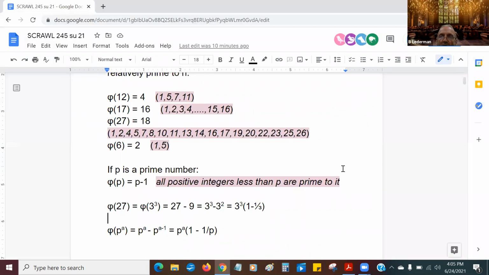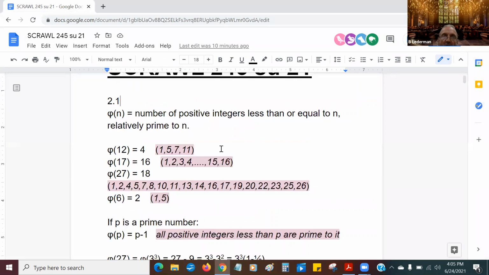Let's give you an example of what I'm talking about here. I'm used to this character here, which is a small phi. Phi of n is equal to the number of positive integers less than or equal to n and relatively prime to n. So for example, phi of 12 is equal to 4. Why is that? Because if you look at the numbers from 1 through 12, 1, 5, 7, and 11 are all relatively prime to 12, meaning that they don't share any common factors with 12. Now it happens to be that these numbers are all prime numbers themselves, but as you know, a number doesn't have to be prime in order to be relatively prime.